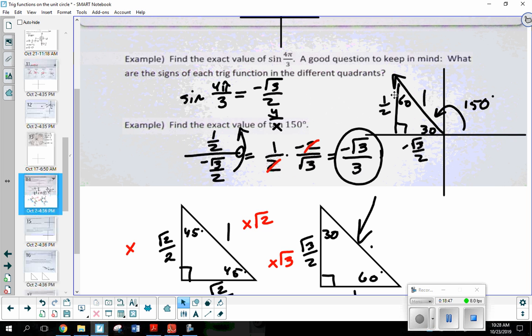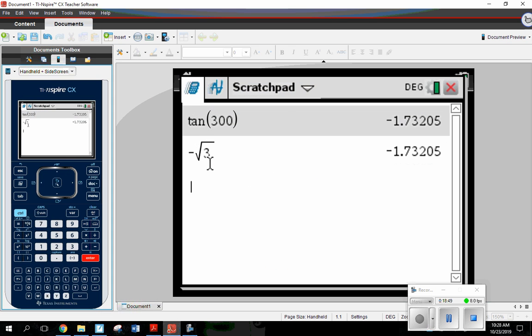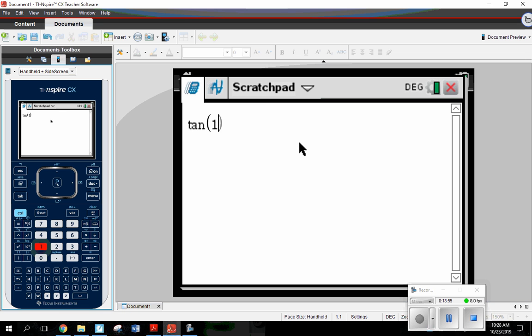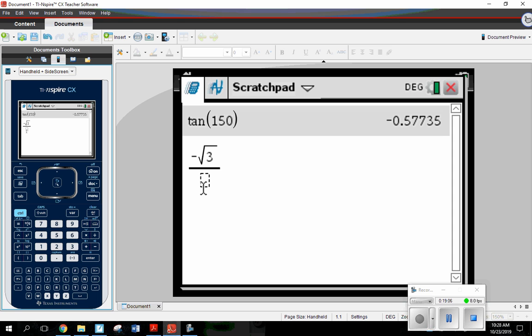But let's test it. That's tangent of 150. So tangent of 150 degrees gives me negative 0.57735. But our answer, we said, was negative square root of 3 over 3. There you go. So maybe that's another way to help you confirm that you are getting the right answer. Okay. All right. Are we ready for one on our own?